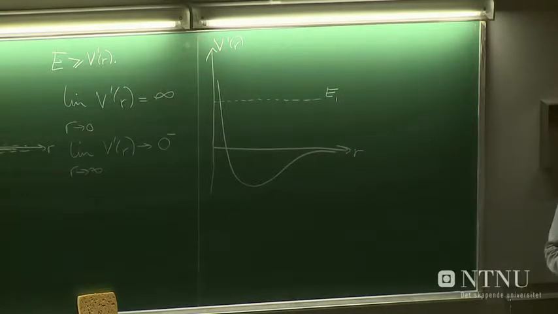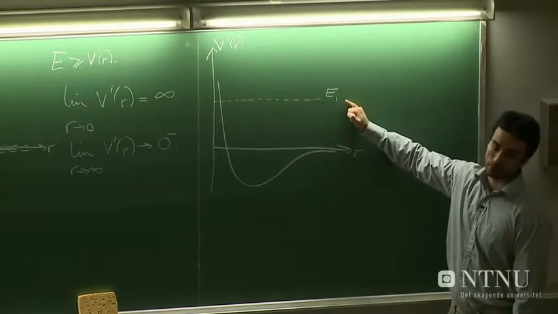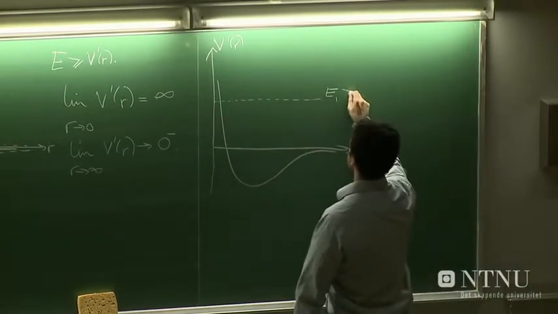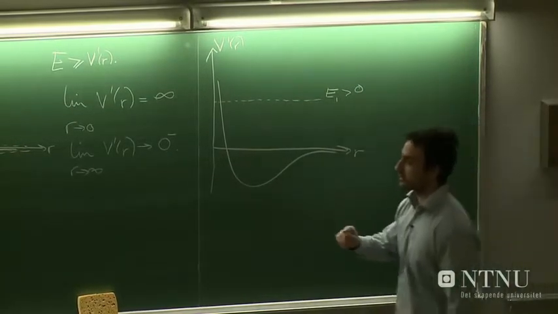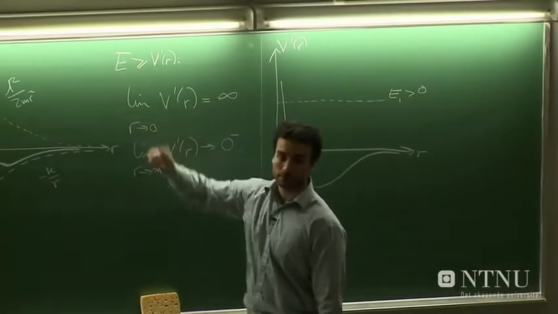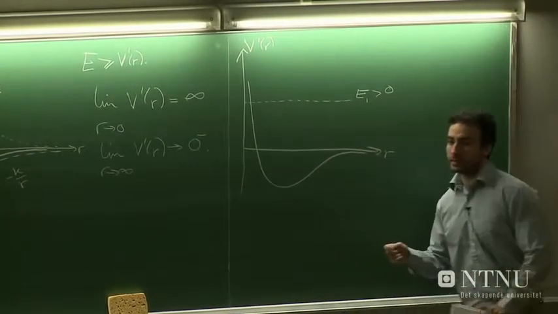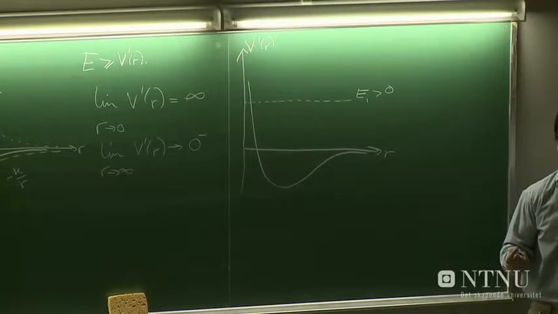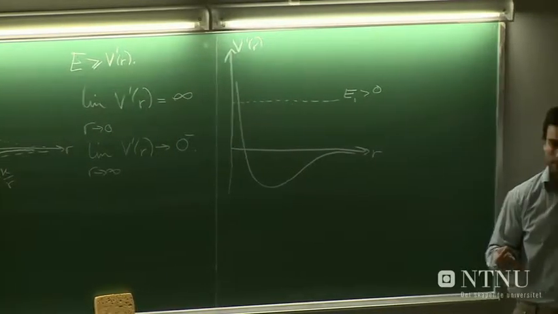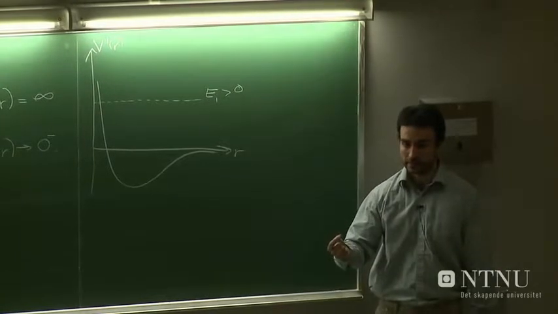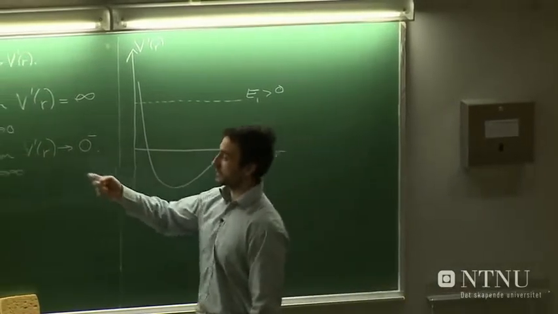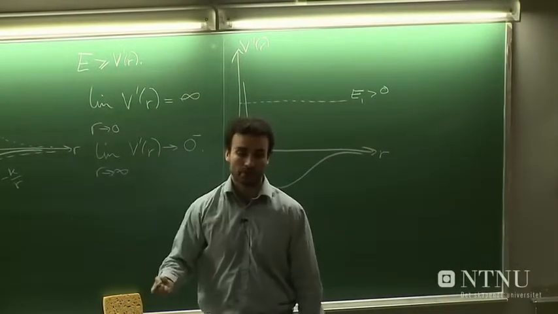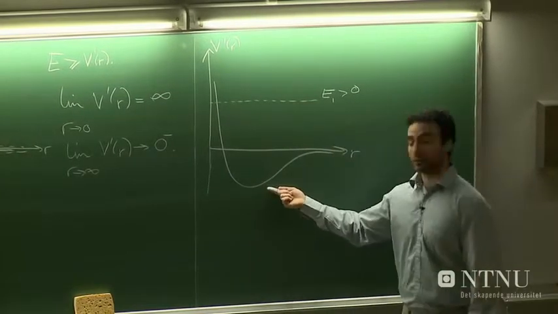So let's consider first the case where the energy of the particle is E1. E1 is larger than 0. And keep in mind that the energy of the particle should always be greater than or equal to the minimum point of the potential energy, because the energy is given as the potential energy plus the kinetic energy. So the kinetic energy ensures that we will always have this at least at some point along the potential energy.